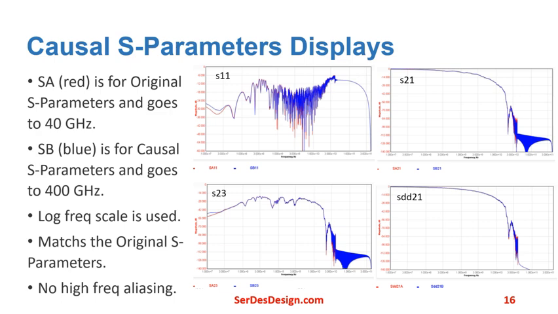SA, in red, is for the original S-parameters and goes up to 40 gigahertz. SB, in blue, is for the causal S-parameters and goes to 400 gigahertz. Log frequency scale is used. The causal S-parameters match the original S-parameters, and the extended causal S-parameters have no high-frequency aliasing.